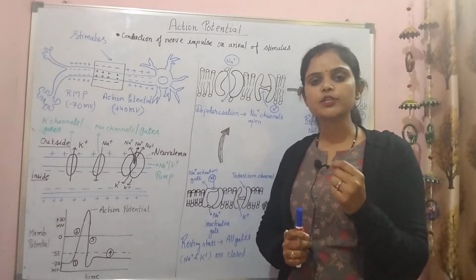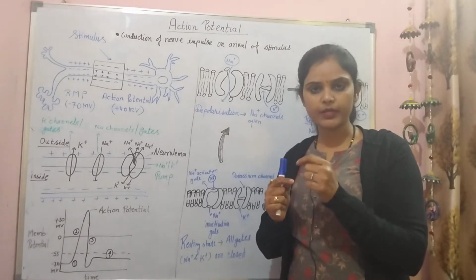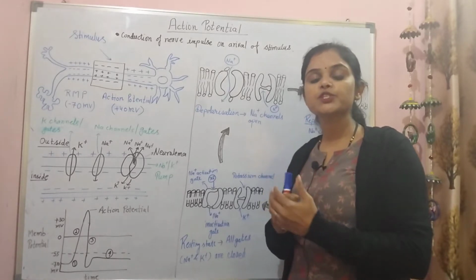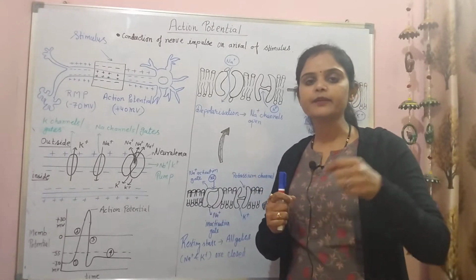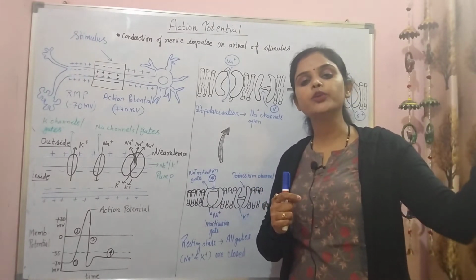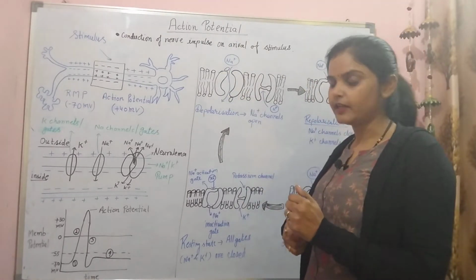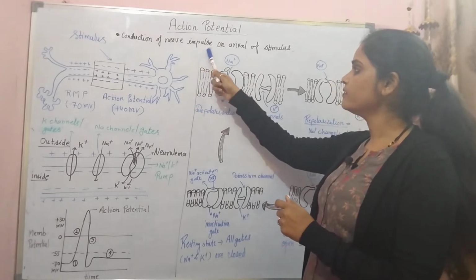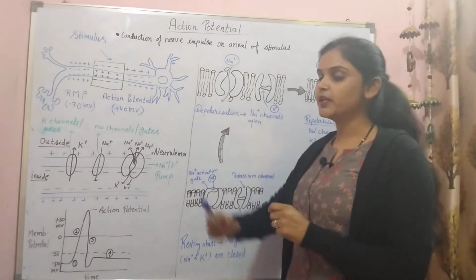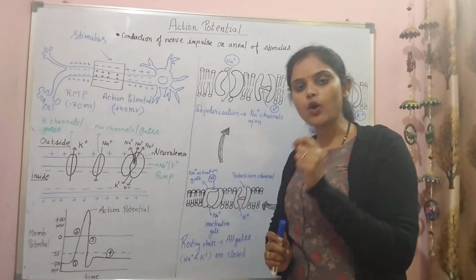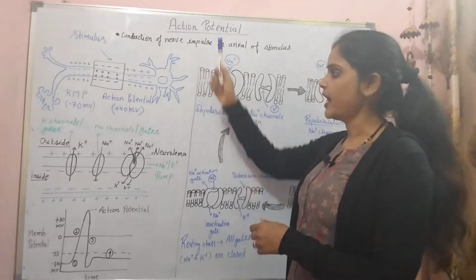So what actually is the action potential? When any stimulus, for example a pin, touches a particular part and that message reaches your neuron, an impulse is generated and that nerve impulse travels through the whole neuron. This is known as the action potential. We can define it another way: conduction of nerve impulse on arrival of a stimulus. As any stimulus arises in the neuron, the conduction of impulse that occurs is known as the action potential.